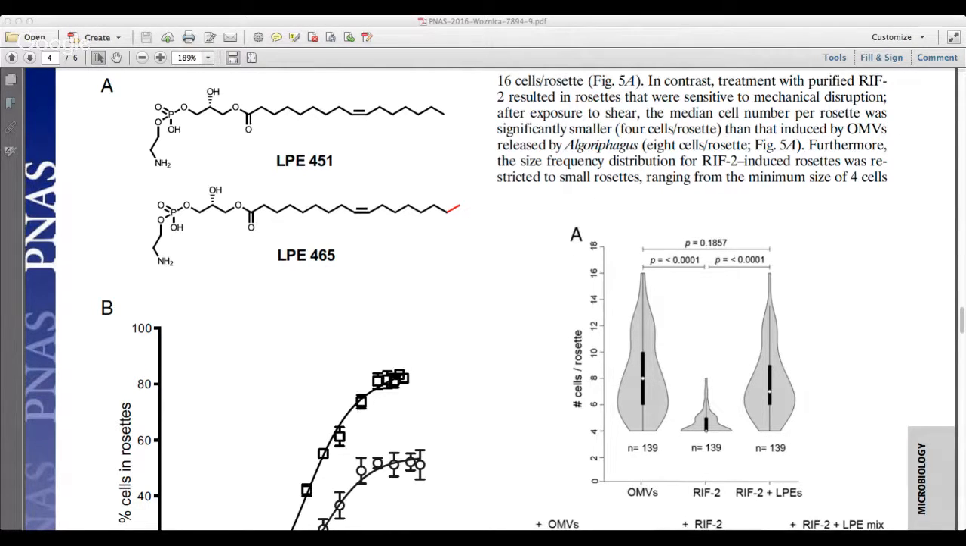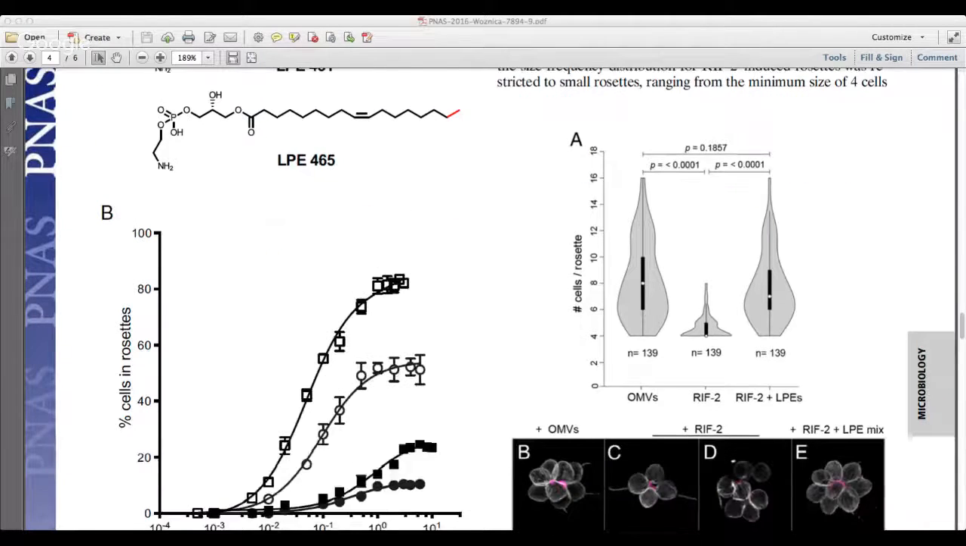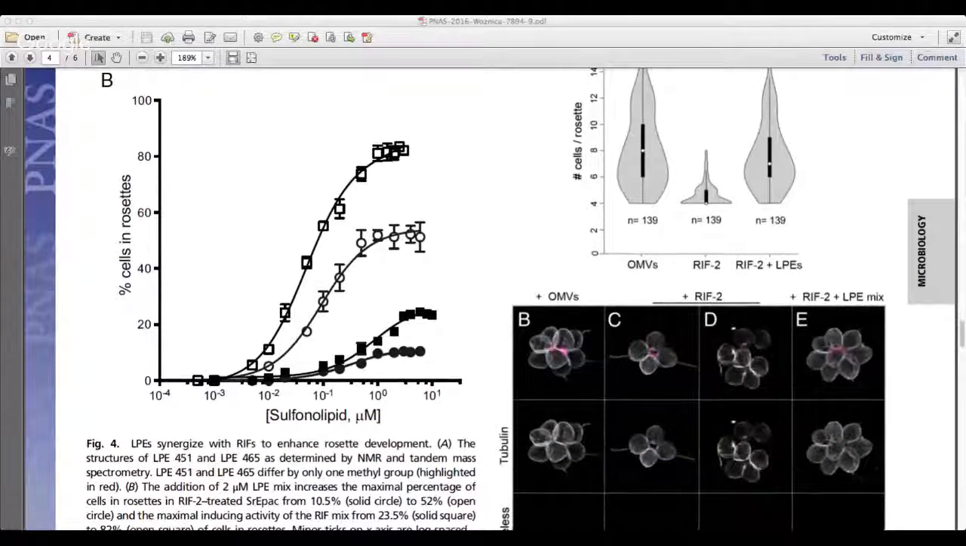Okay, so this is the LPEs, because that is the last time I'm going to say that whole name through this journal club. So the LPEs they've got here, they're looking at 2 different ones that they've identified, and then down here, what they looked at was combining the LPEs with the sulfonolipid RIFs to try to figure out, do they have a synergistic effect on rosette development?